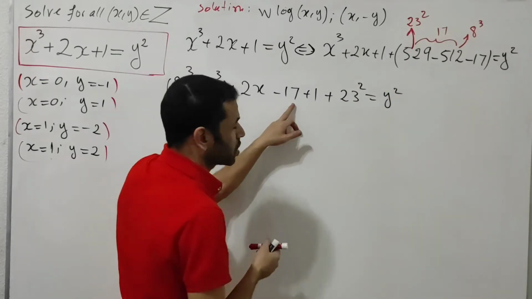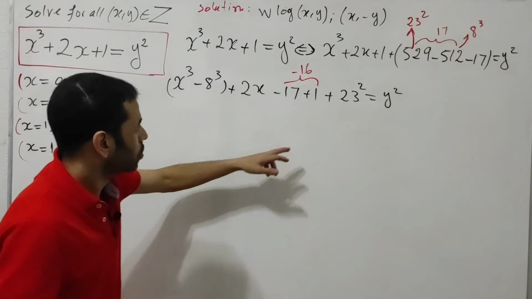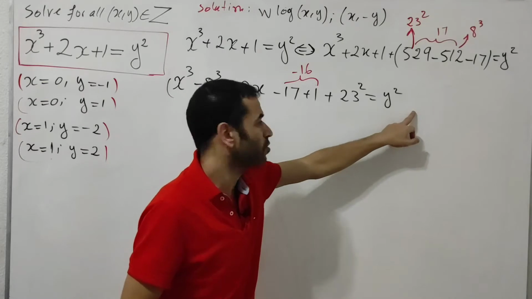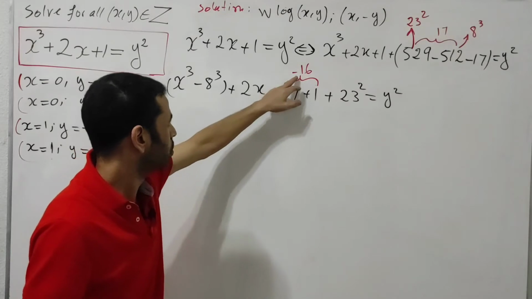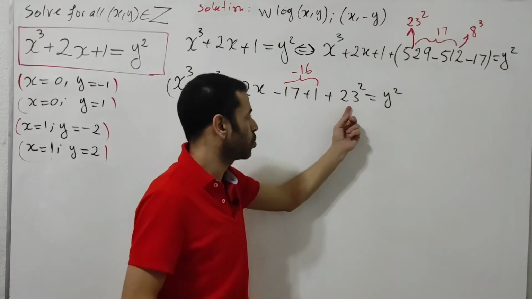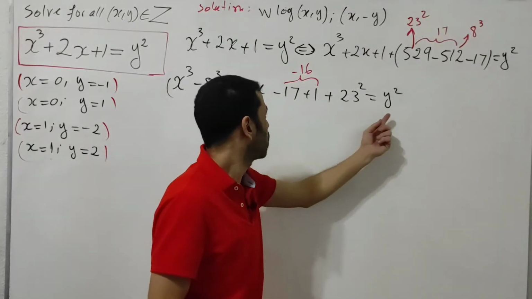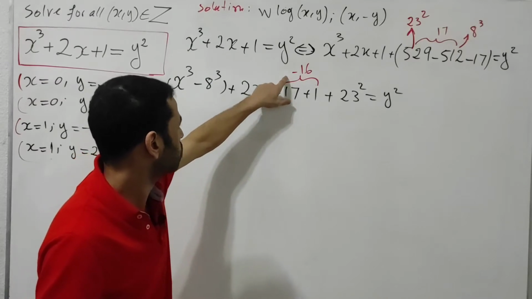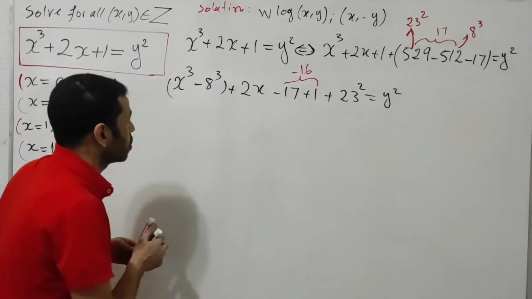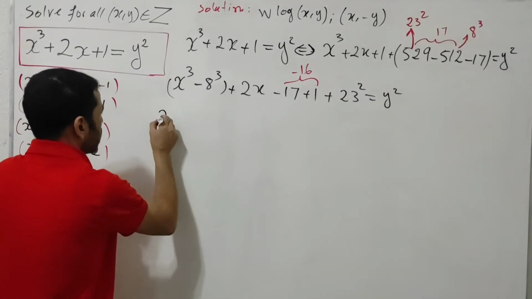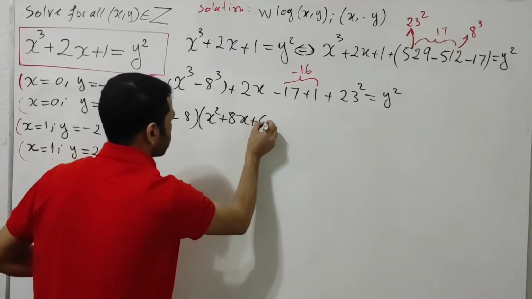This minus 17 plus 1 is giving us minus 16. So I'm going to bring this 23 squared to the right hand side of this equation and make 2 a common factor with this minus 16. I'm going to group this term with y squared by moving 23 squared to the right hand side, group this 2x with this minus 16, and group this x cubed with this minus 8 cubed. So I'm going to factor out this one. This one is giving me (x minus 8)(x squared plus 8x plus 64).